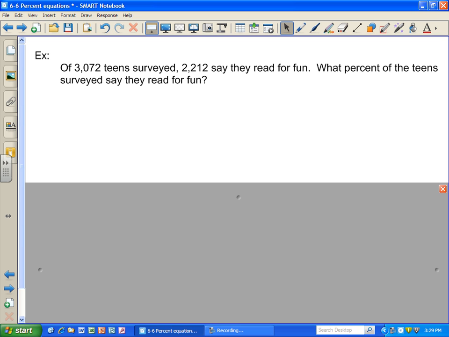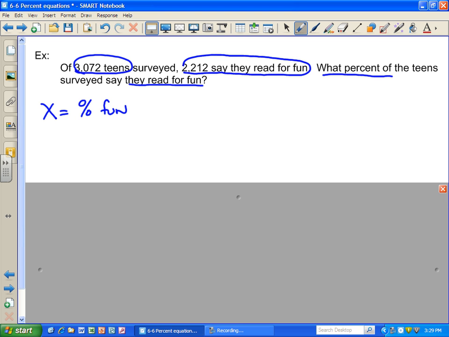So again, the first thing you want to ask yourself is, what don't you know? What is the X going to stand for here? So it's clearly asking, what percent of the teens surveyed say they read for fun? So now you're solving for a percent. So the percent that read for fun. Okay. So what do we know? We know that there's 3,072 teens that were surveyed, and 2,212 say they read for fun.